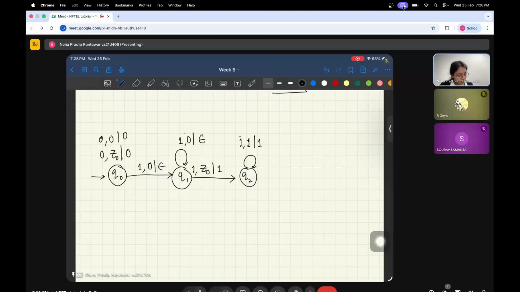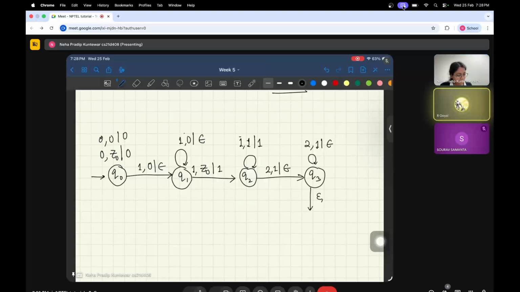Okay, and now you do the same thing again. You see a 2, the top is 1, then we are going to pop, go to q3, if you read a 2. And then finally we would be reading null comma z naught, and go to the final state.